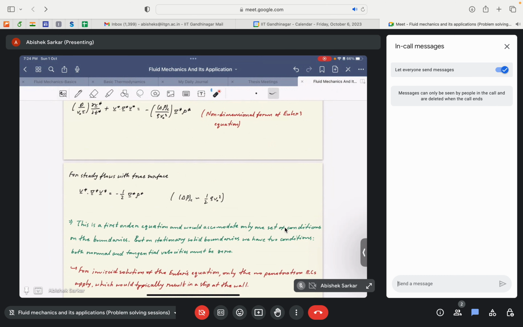That's why the pressure here is scaled as the kinetic energy, and if we implement this scaling factor in this term, then we finally get this form of the Euler equation.